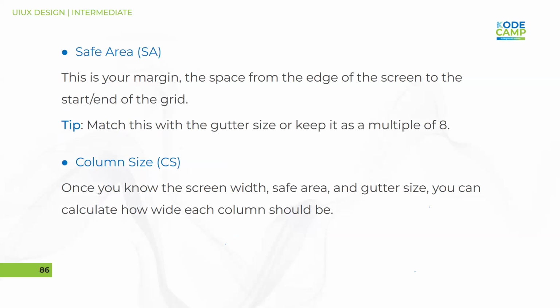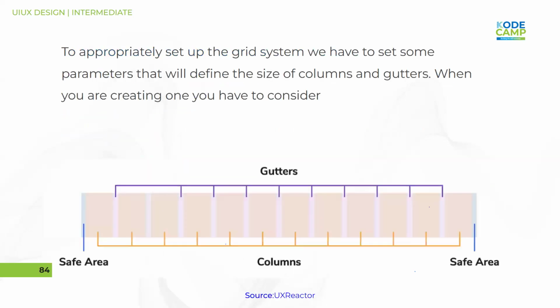So column size, which is CS. Once you know the screen width, safe area and gutter size, you can calculate how wide each column should be. Okay, this is what we mean. Look at the diagram here. This is the gutters, this is the safe area, you can see the labels. This is what we call a column. Let's have this at the back of our minds as we proceed.